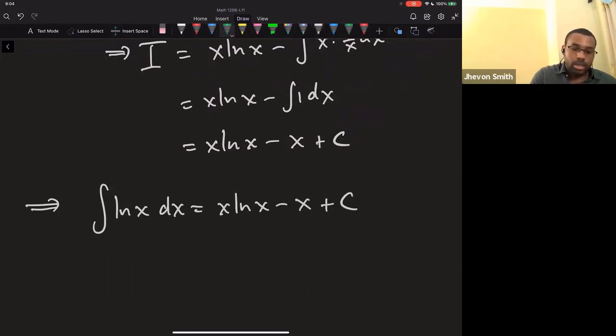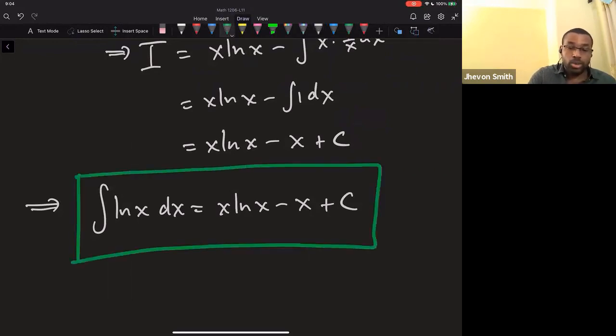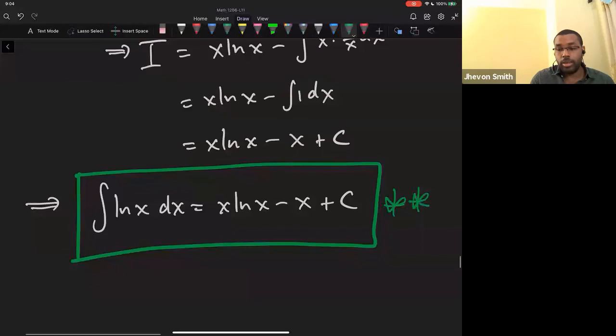And that's a super nice formula. When you get to Calc 2, they're going to expect you to have this memorized. And yeah, now you actually know where it comes from. It's an integration by parts.